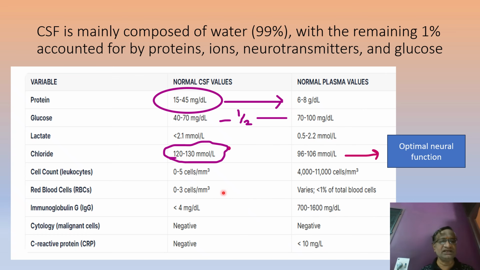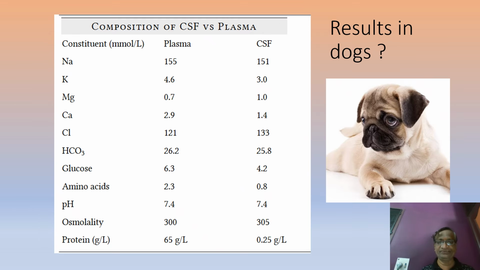Cell count is not there. Red blood cells are not there. So all these things make a difference. Sodium is a little high. Chloride is a little high. Sodium is almost like chloride, you can see a little high. This is the mixed thing. So there are certain things which are more results in dogs when we are extrapolating.